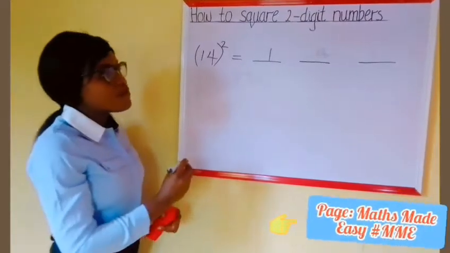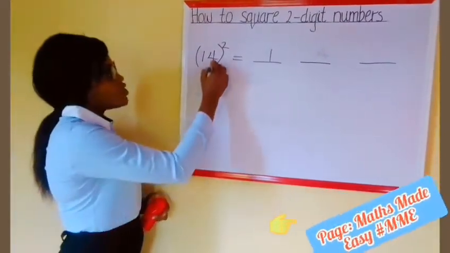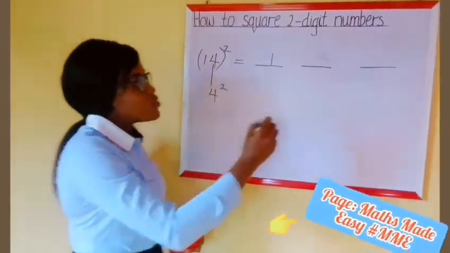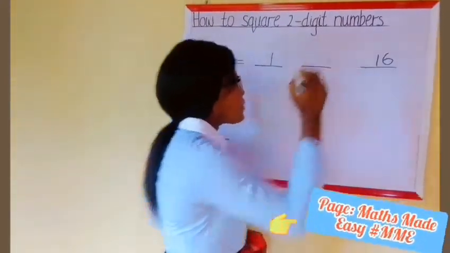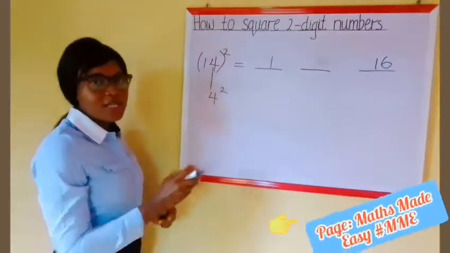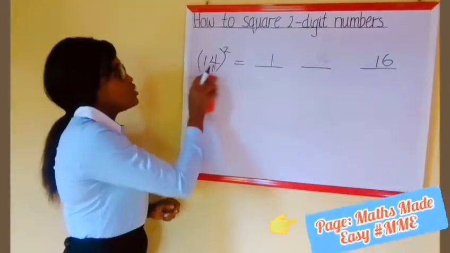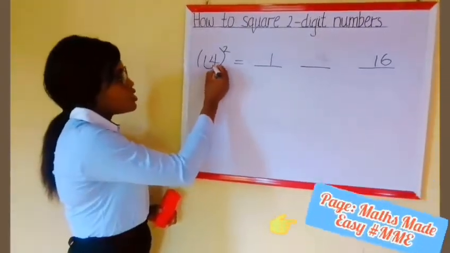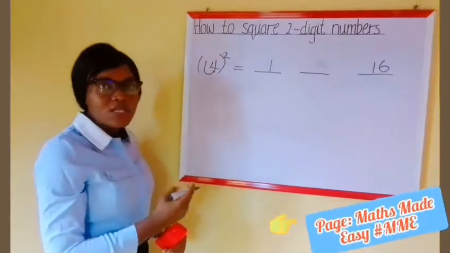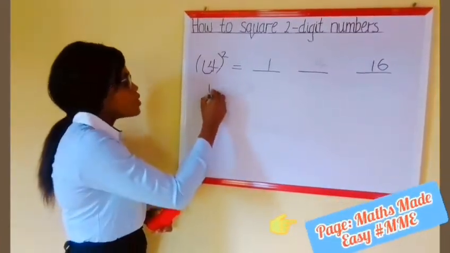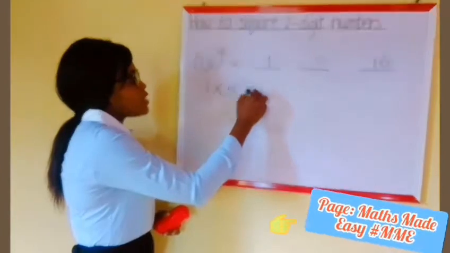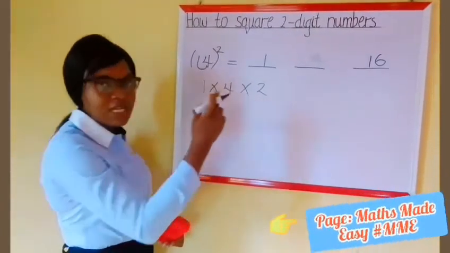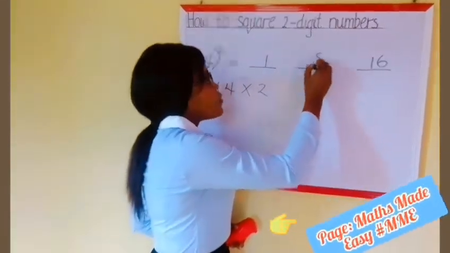We are moving on to the last part before we get back to the middle part. For the last part, you find the square of the last digit, 4. The square of 4 is 16. So you write 16 here. And for the middle part, you find the product of the two digits of the original number, and then multiply your answer by 2. We have 1 times 4 times 2. 1 times 4 is 4, times 2 is 8. That is the answer for the middle part.